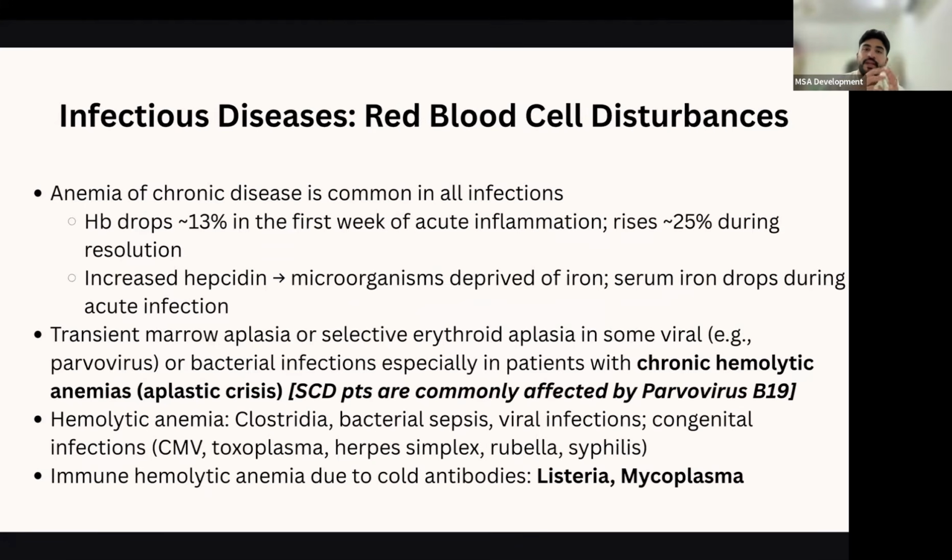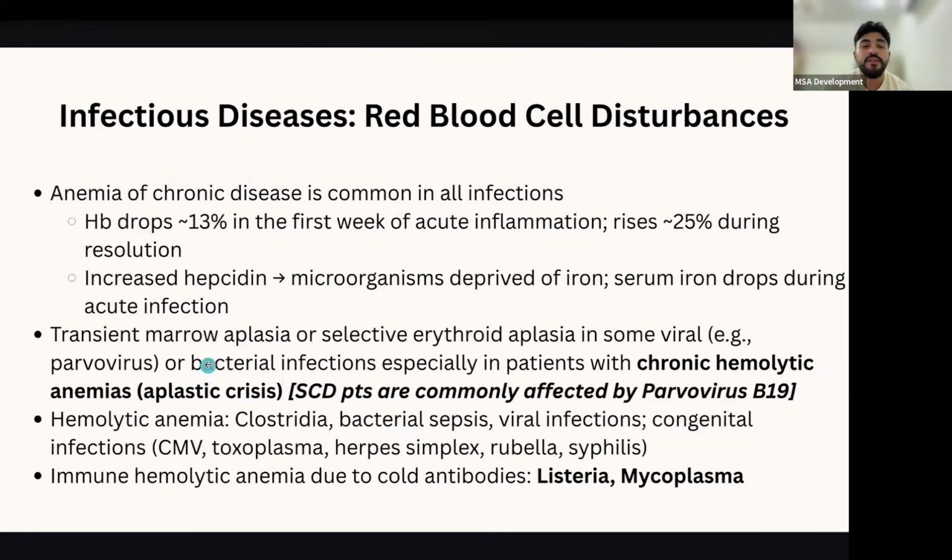Now, let's look at infectious diseases, right? This is what the entire block is really all about. So what are these red blood cell disturbances that we could encounter? First of all, anemia of chronic disease. It's common and seen in all infections, no exclusions, right? Again, hepcidin mechanism, your hemoglobin is going to drop within the first week of the acute inflammation. Then when you're in resolution, it's going to peak a bit, and then it's going to fall back down, all right? So this is something that you need to keep in mind.